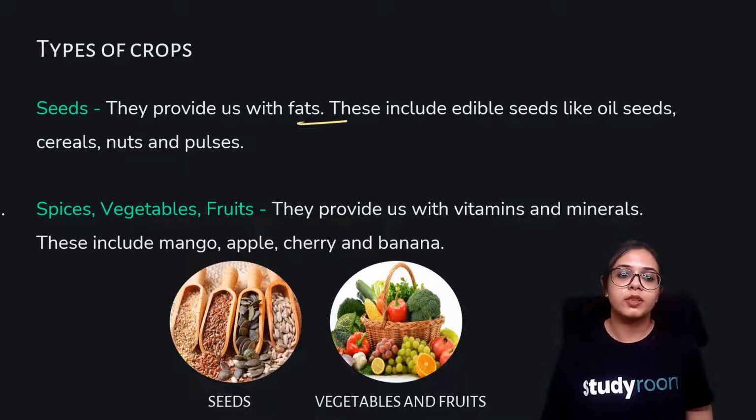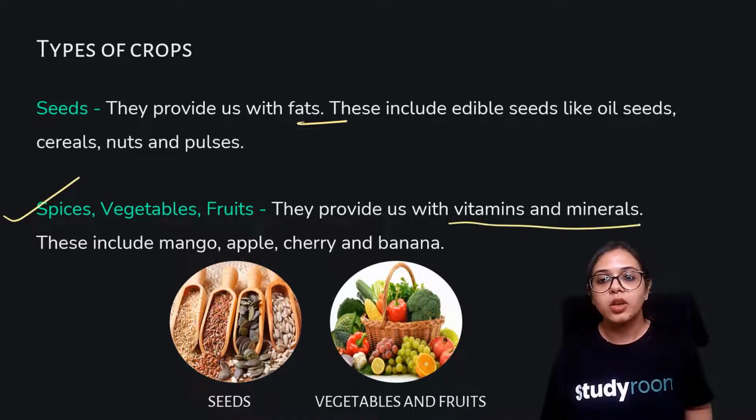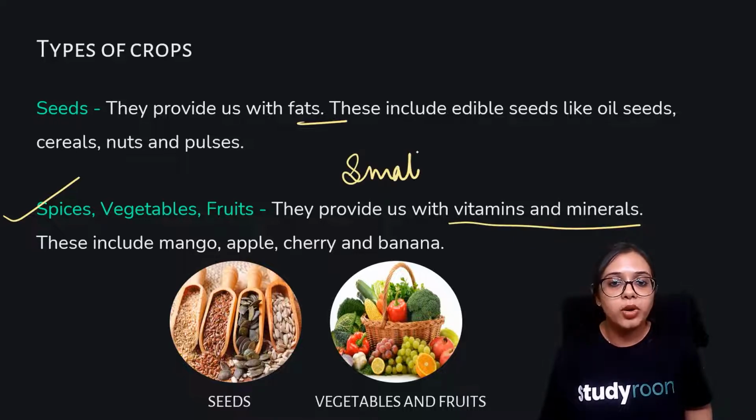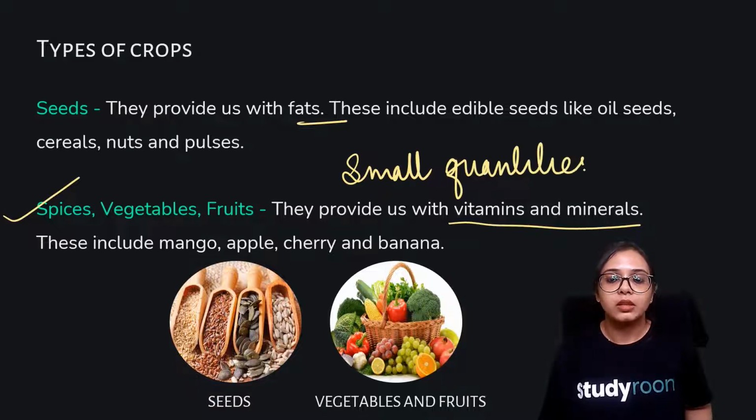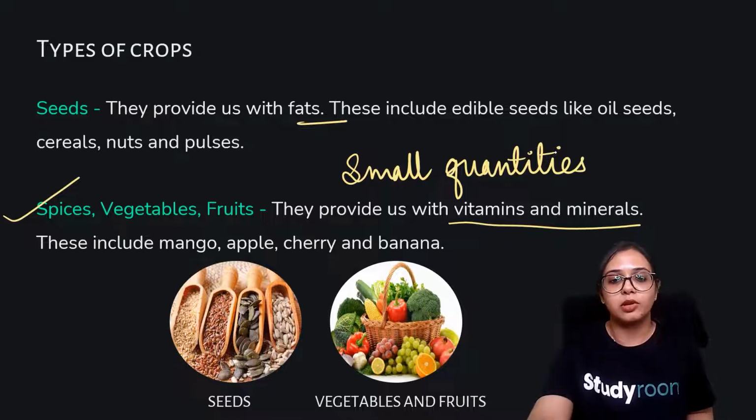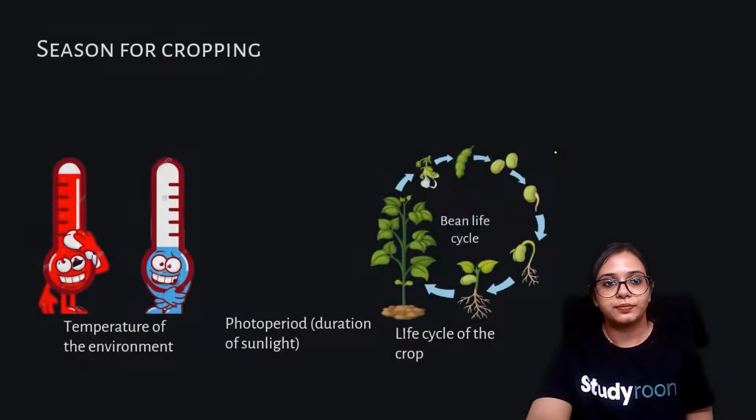And from fruits, spices and vegetables, we get vitamins and minerals, those nutrients that our body requires in very small quantities, but the access of these small quantities is very necessary for our overall growth, for our overall health, and for our overall well-being. So these include mango, apple, cherry and banana.